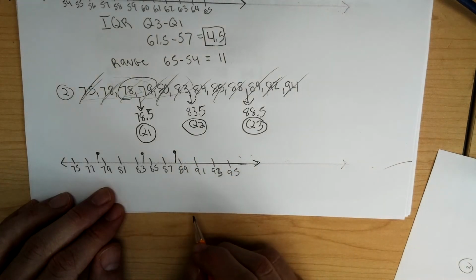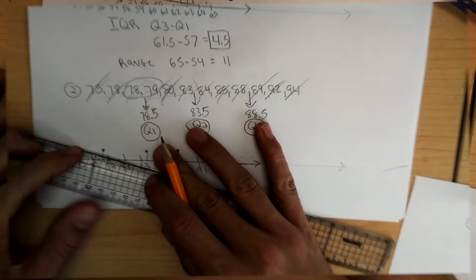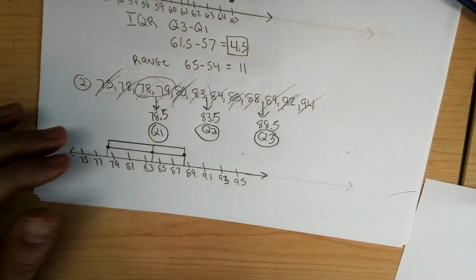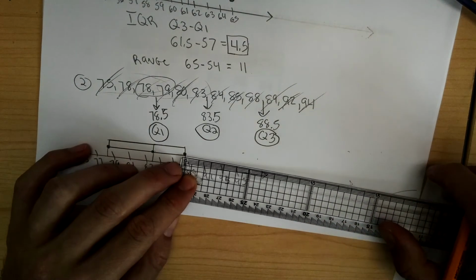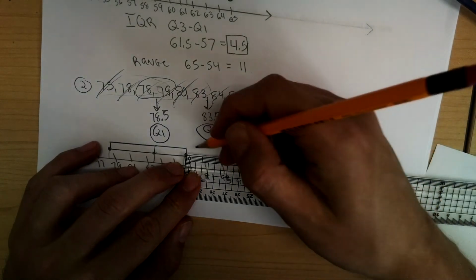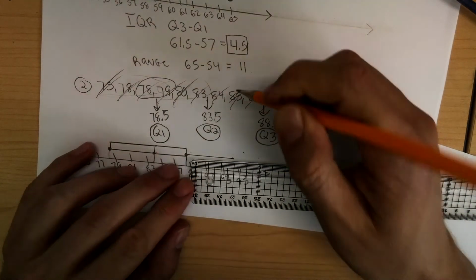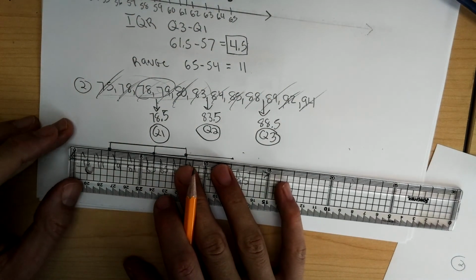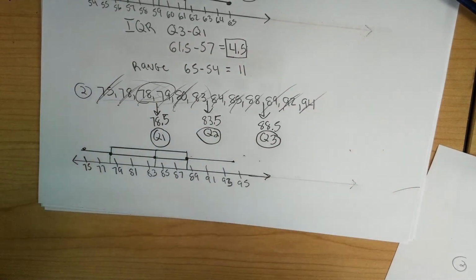Now I'll go ahead and draw my box plot. I need my ruler here. Draw my actual boxes. All right, there's my box plot. And now I'll draw my upper and lower extremes. I have here 94. And I have my 75, which is way down here. Okay, there's my box plot.